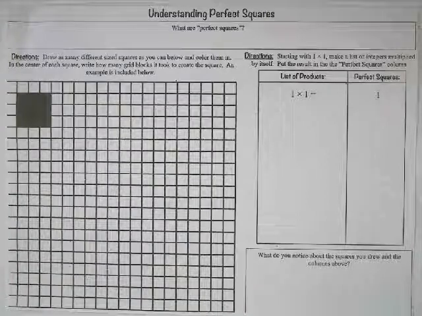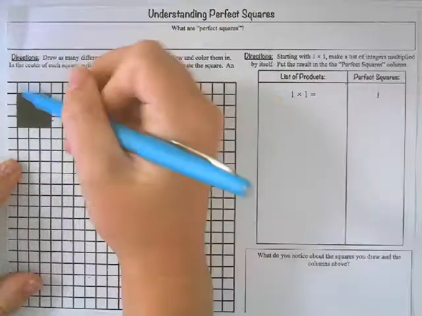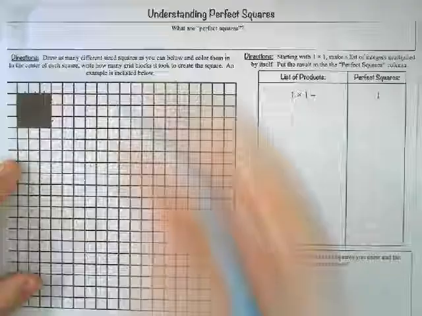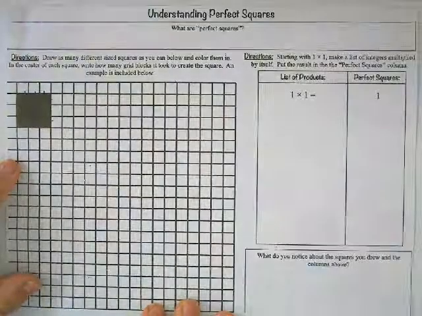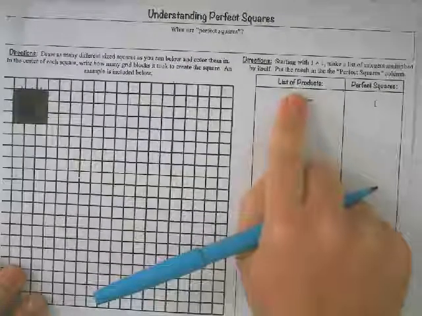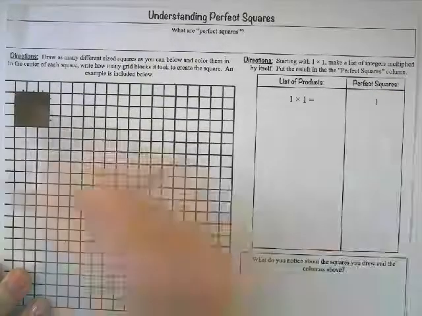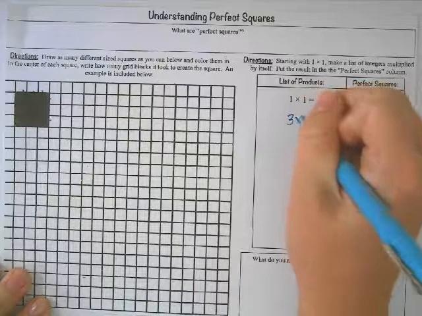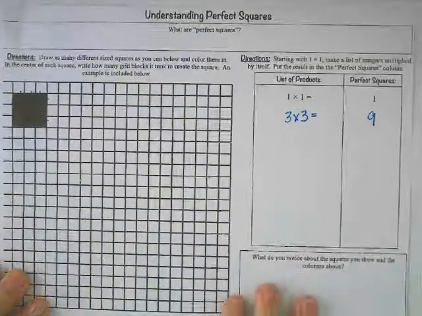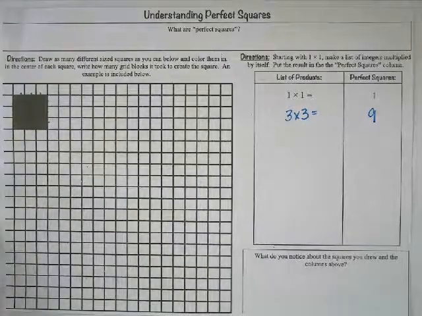As an example, if you'll notice, we have 3 units here, 1, 2, 3 by 1, 2, 3. This is making up 9 total blocks. However, what we know here is we're actually going to create a list of products and then what their perfect square will be. So in this case, a 3 by 3 would equal a perfect square of 9. Knowing this information is helpful so that we can figure out what are all the perfect squares.